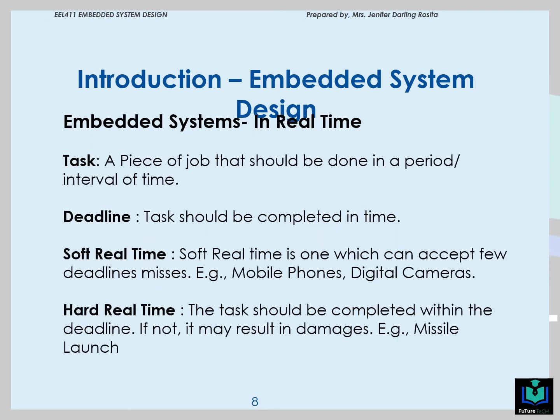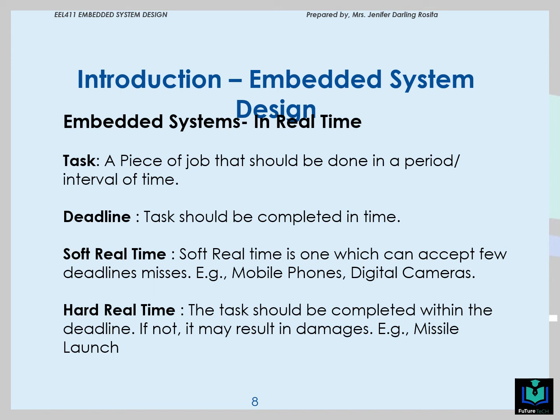So now let us see how the embedded system is used in real-time applications. So generally, what do you mean by real-time applications? A real-time application is one which responds to a particular task. So what is a task? A task is a piece of job that should be done in a period of time, or you can say an interval of time. When you talk about an interval of time, it ends with a deadline. A task is the one which has its own deadline.